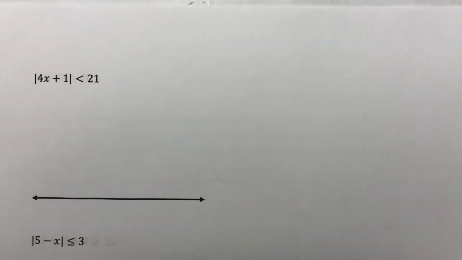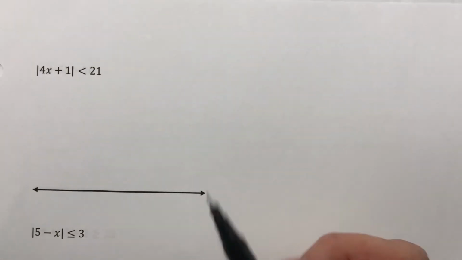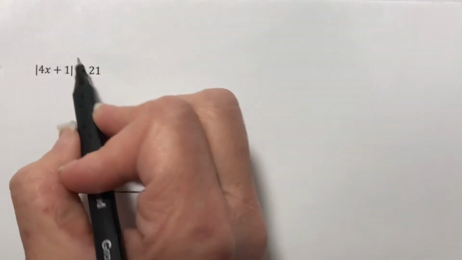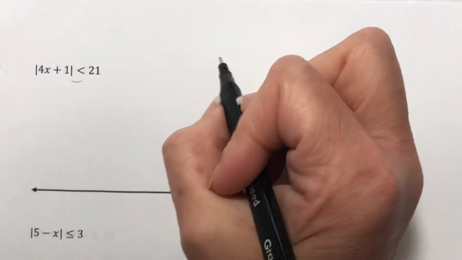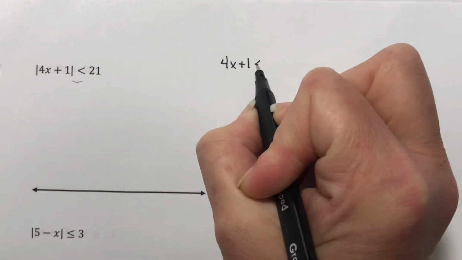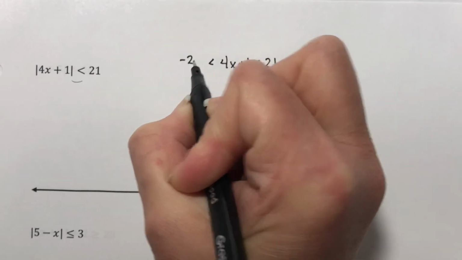So let's try this one. The absolute value of 4x plus 1 is less than 21. Okay. This is just less than. The others were less than or equal to. It works the same way. So I have 4x plus 1 is less than 21. Now is less than, put the -21 on this side.